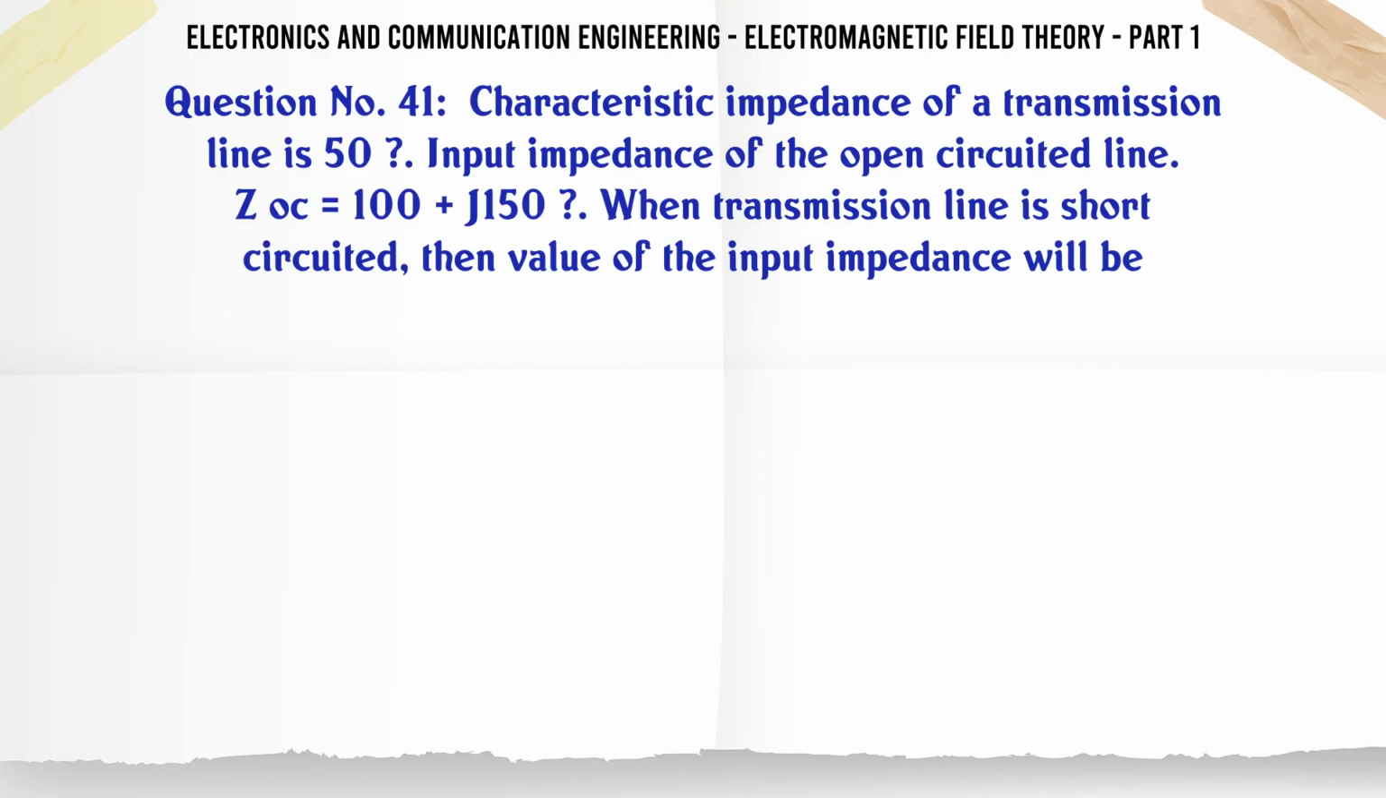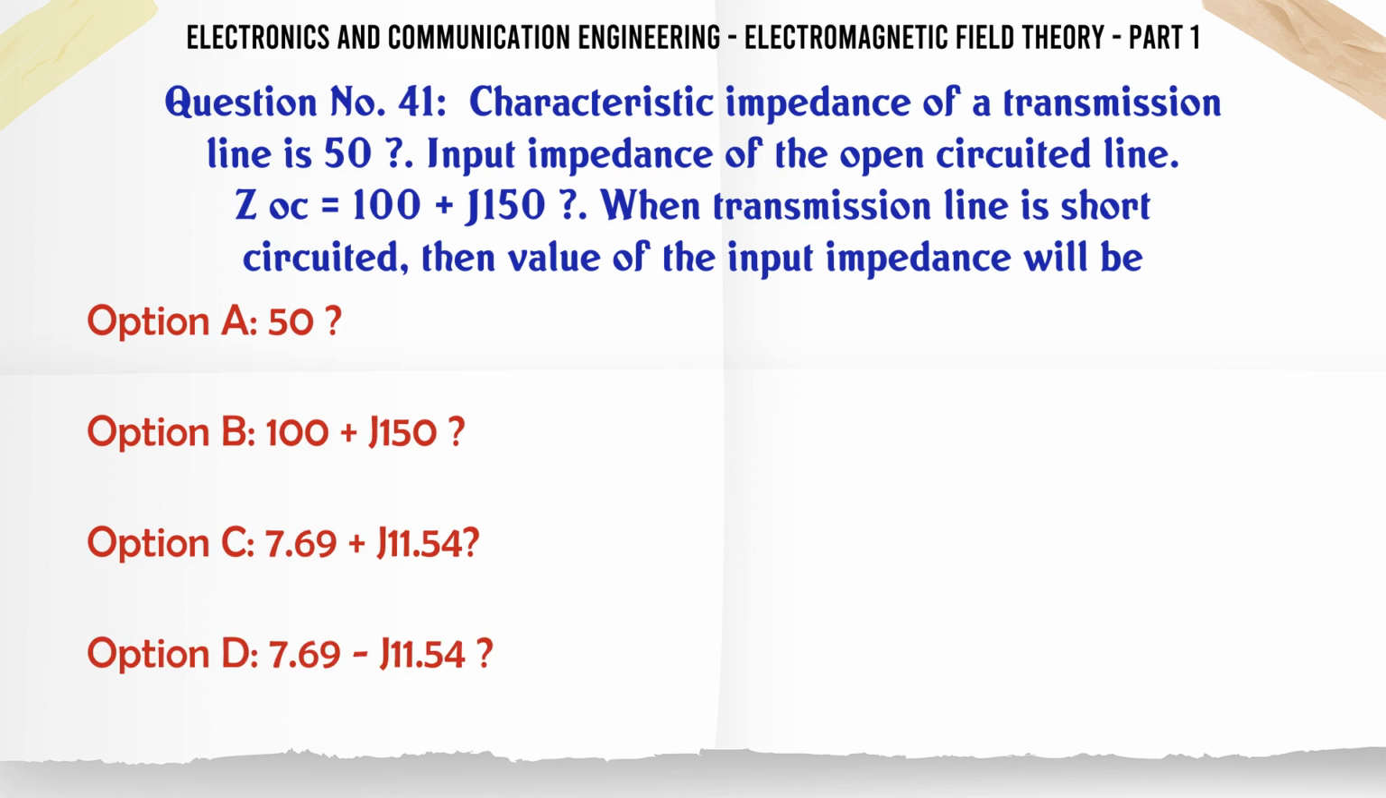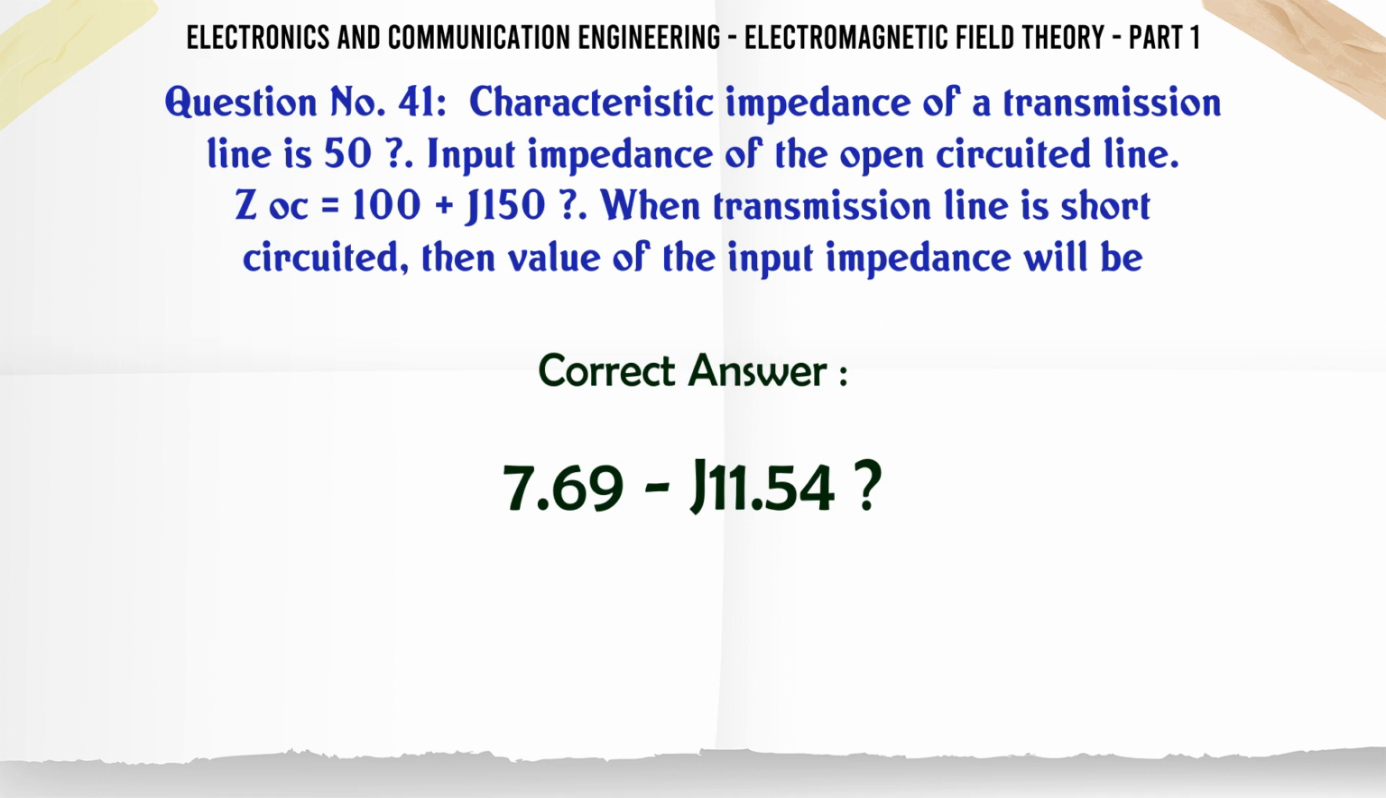Characteristic impedance of a transmission line is 50. Input impedance of the open circuited line, ZOC = 100 - j150. When the transmission line is short-circuited, the value of the input impedance will be: A, 50; B, 100 + j150; C, 7.69 + j11.54; D, 7.69 - j11.54. The correct answer is 7.69 + j11.54.